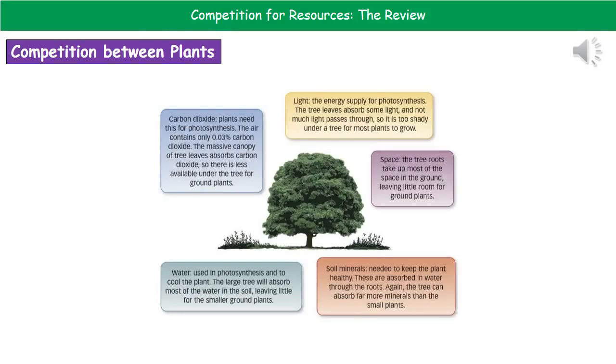And finally, carbon dioxide then again required for photosynthesis. And what we find is that if we've got a big canopy of trees covering the entire area, they're going to be absorbing carbon dioxide, meaning that there's less available under the tree for those ground plants to grow.